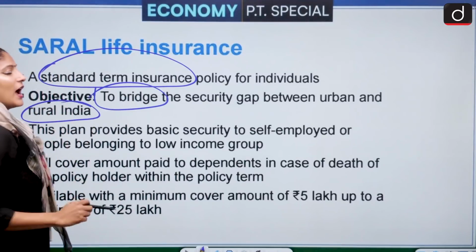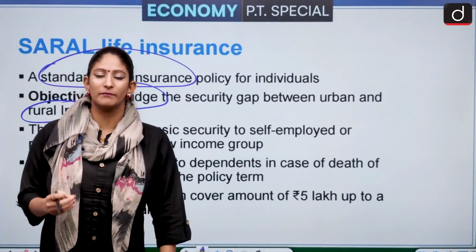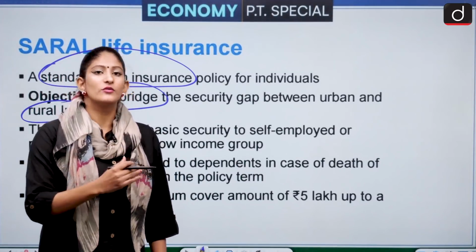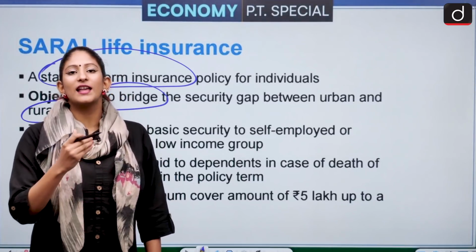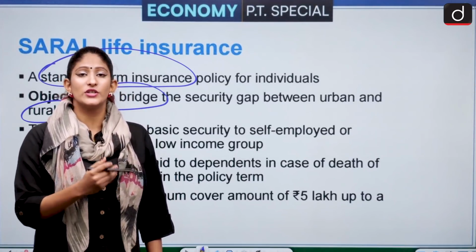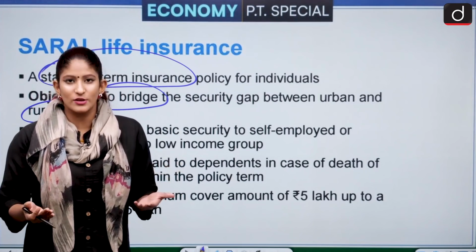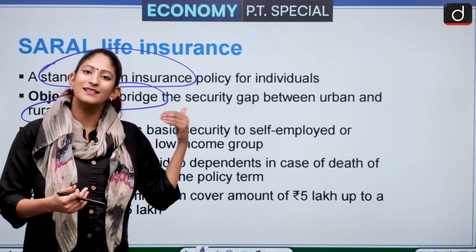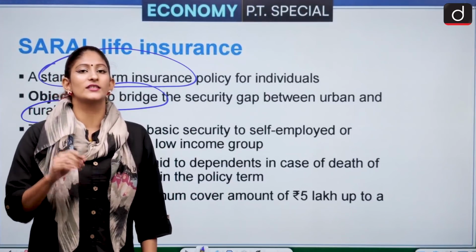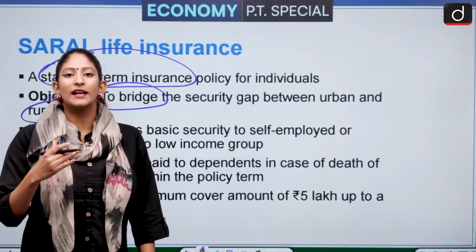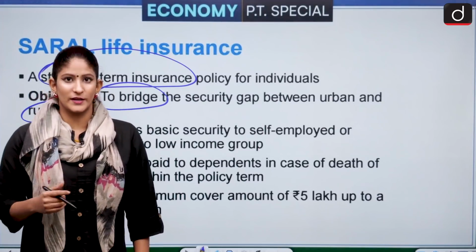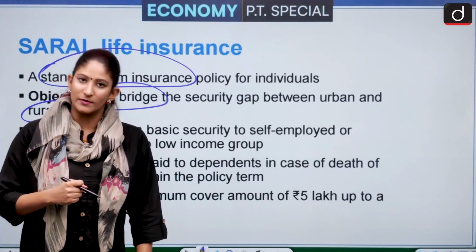That means after a period of time when a person of low income reaches an age where he or she might retire, after that, what will happen? What will be the security provided to them? So the Saral Insurance Scheme is working in that direction, that low income groups which might get financially vulnerable after a period of time, they should get proper security in terms of finances.